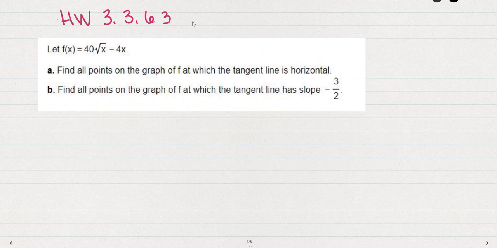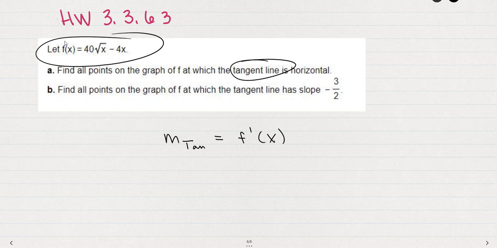Let me walk you through some of the parts to solving this. To start with, you need to be able to interpret this question. Whenever we're talking about a tangent line, we know that the slope of the tangent line is the derivative, right? So we're going to find the derivative of f of x, and that derivative will be equal to the slope of the tangent line.